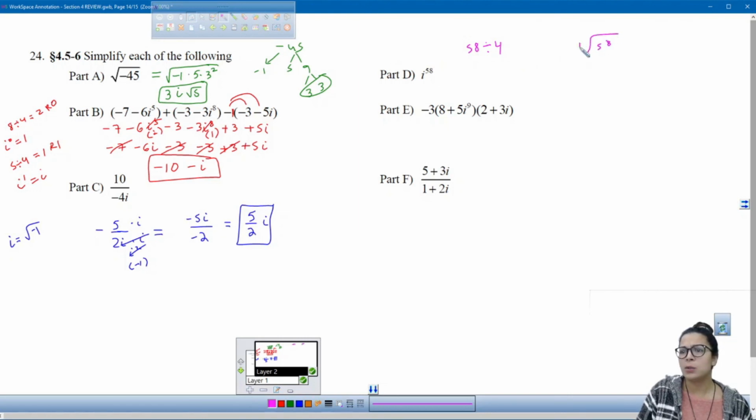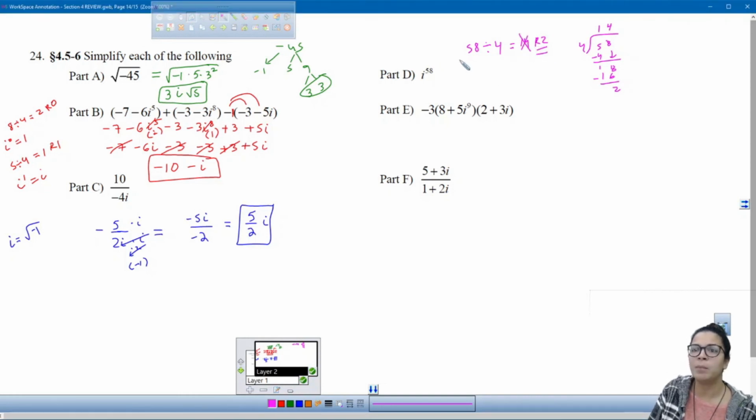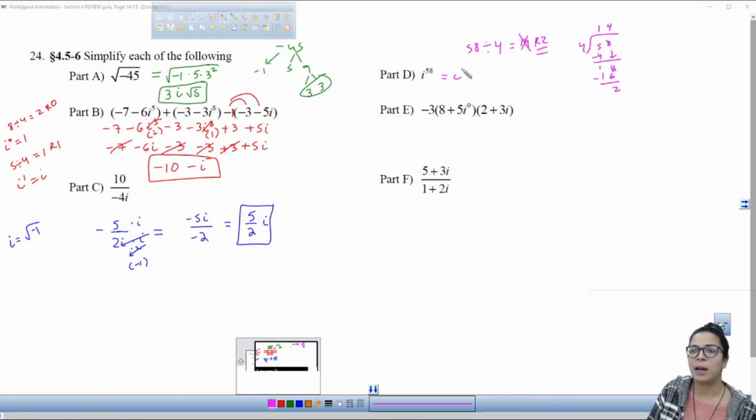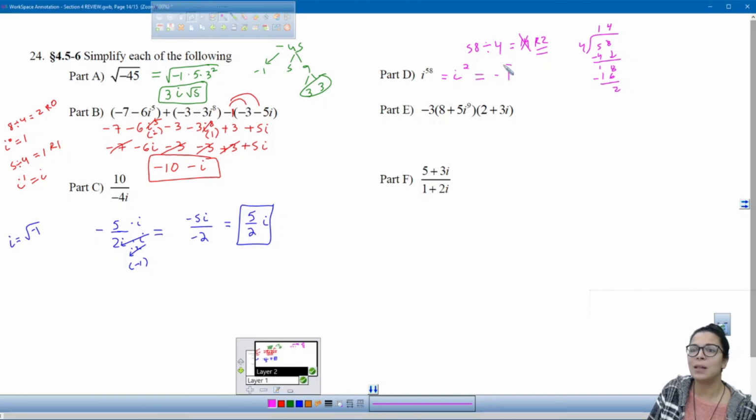4 goes into 5 one time, and we subtract, we get 1, bring down the 8. 4 goes into 18 4 times. 4 times 4 is 16, and we get a remainder of 2. So this is 14, remainder 2. Remember, the remainder is what matters. The whole number does not matter, just the remainder. So i to the power 58 is equivalent to i to the power 2, and remember, i to the power 2 is -1.